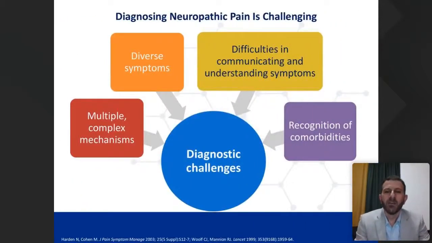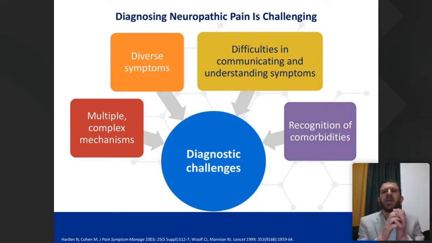When we want to diagnose neuropathic pain, it can be challenging. Why can it be challenging? Because you have multiple complex mechanisms. There's not one mechanism for the nerve injury. The symptoms are very broad, and I'll talk about the symptoms in the next few slides. So people don't come in with the same exact symptoms like migraine. With migraine, they'll tell you, I have a headache on one side, light bothers me, sound bothers me, I have nausea and vomiting, and it's throbbing in nature. It's pretty standard. With neuropathic pain, it's not like that. The symptoms vary, the locations vary, the intensity varies.